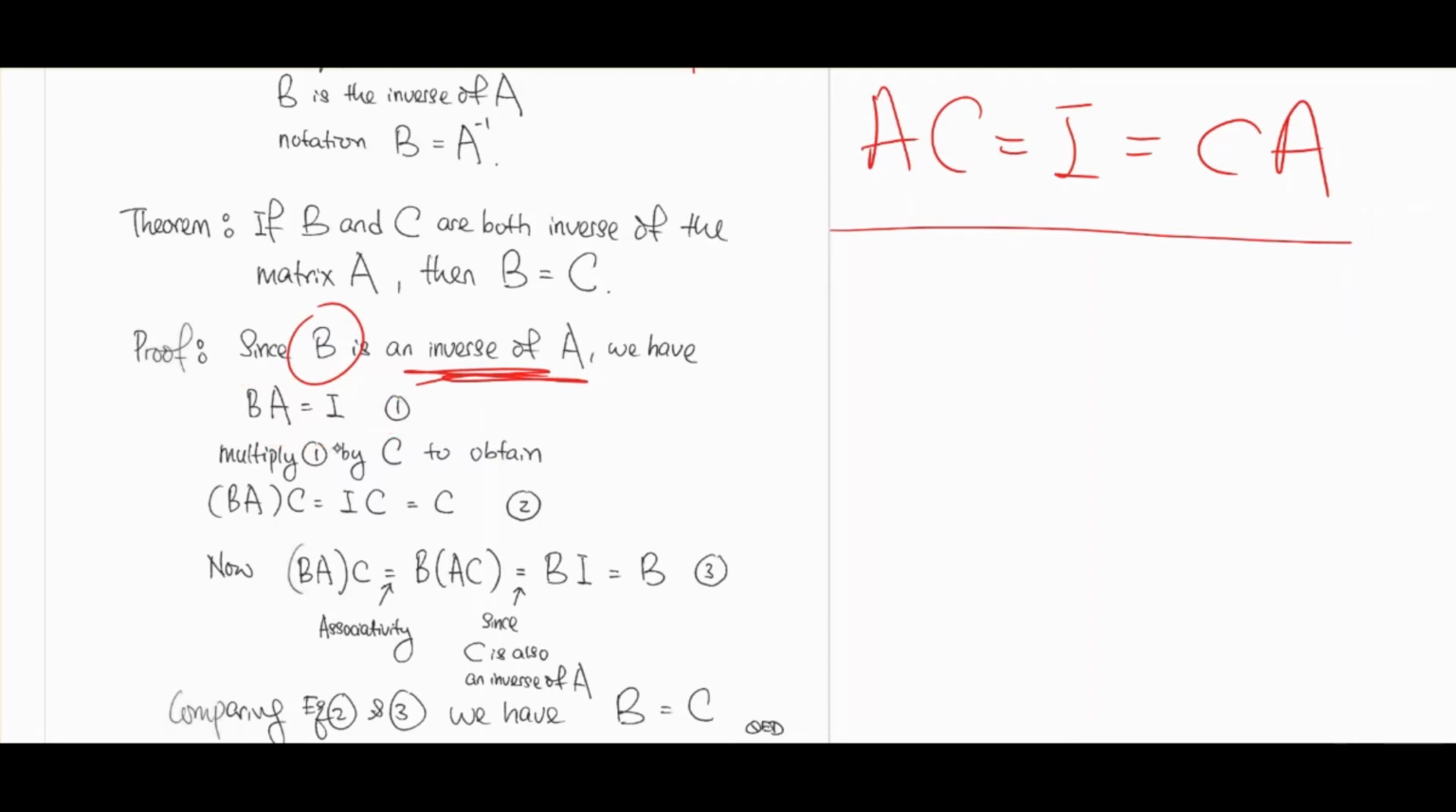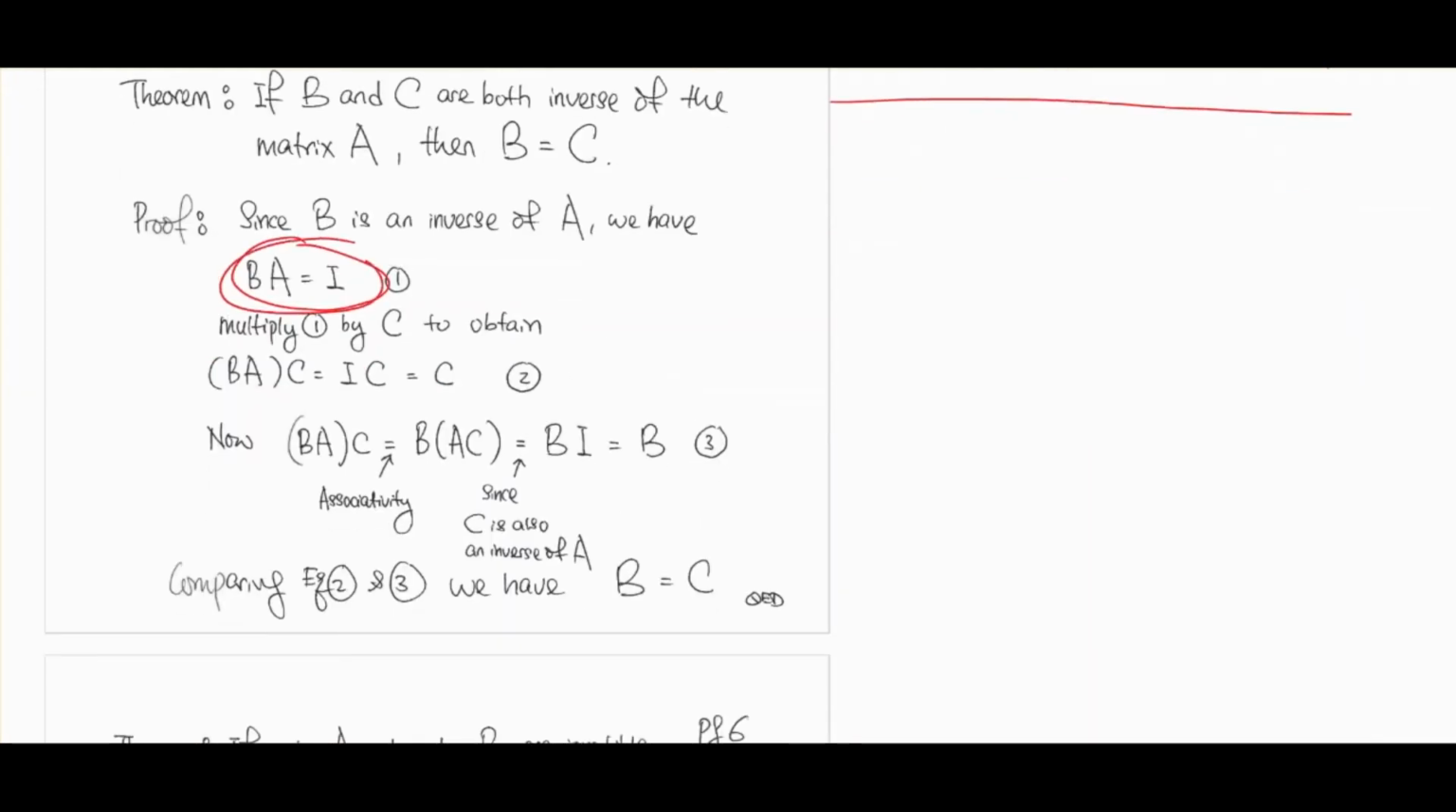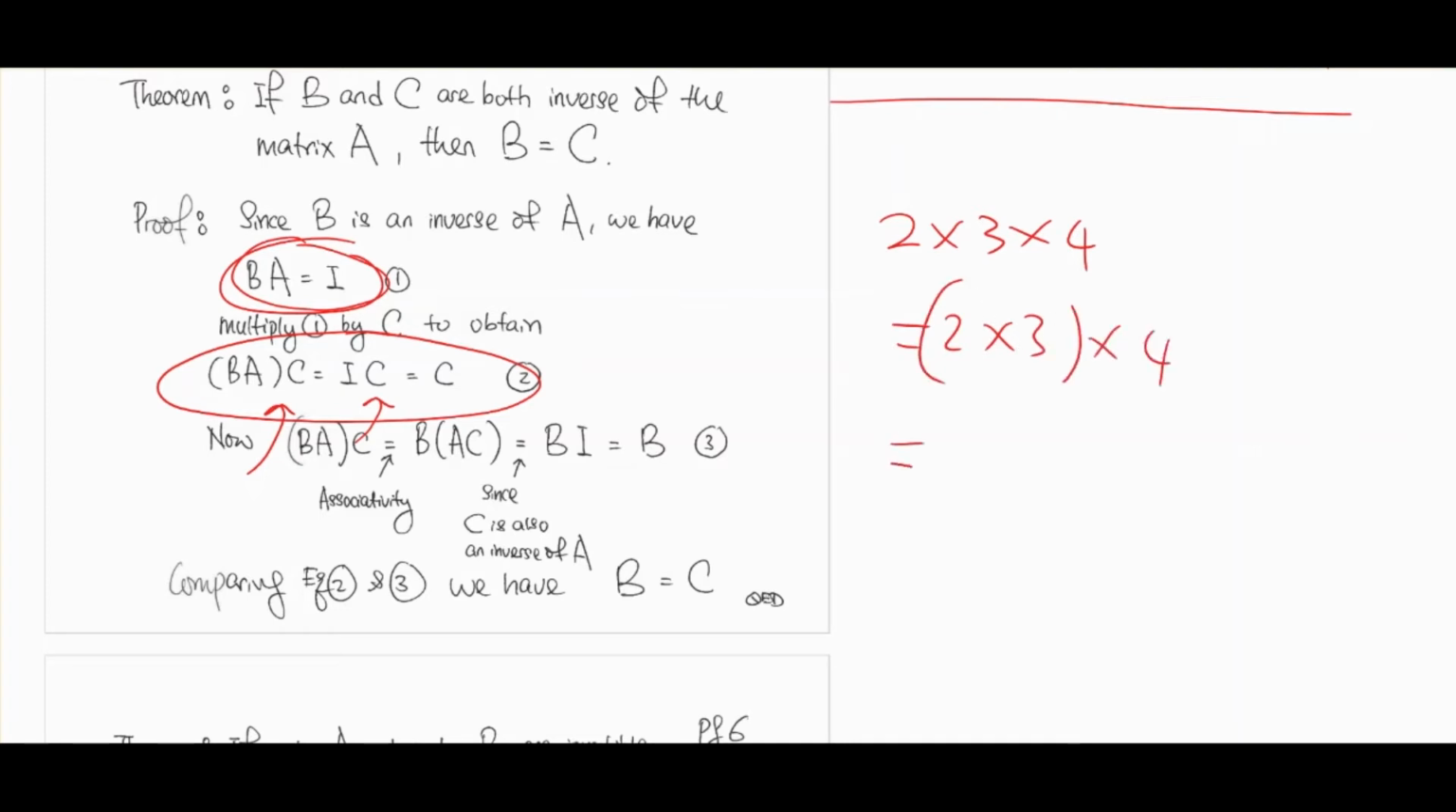Obviously, AB is also I, but I'm not using that direction yet. I'm just saying that BA is I. So if I multiply this equation by C on the right-hand side, I will get that. And matrix multiplication is associative, which means like for numbers, 2 times 3 times 4 is the same as 2 times 3 first, then times 4, which is also the same as 2 times, and then 3 times 4. This is called the associativity of multiplication, and this property also holds for matrix multiplication. So the ordering of the operations doesn't really matter.